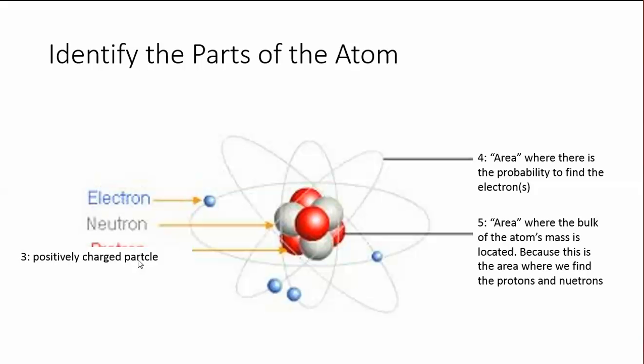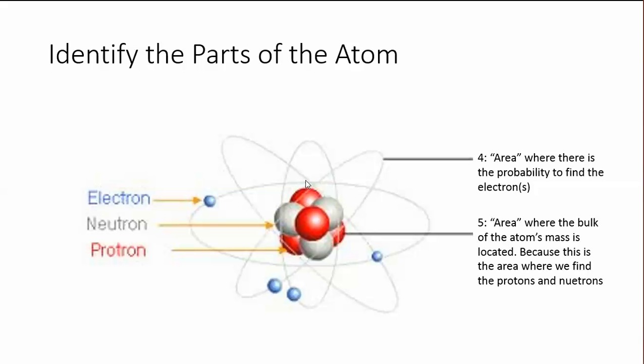Let's look at our third one, a positively charged particle. Right here, these little red guys, we used pink in our in-school model. It doesn't matter, they won't print pink on the test. So positively charged particle right here in the center. If you said proton, you are correct. This is spelled wrong. Proton, P-R-O-T-O-N, proton.